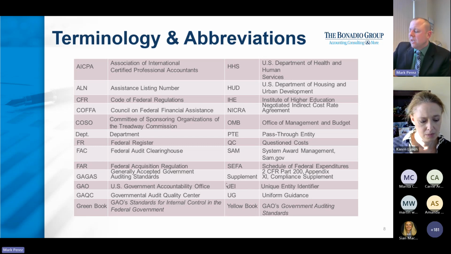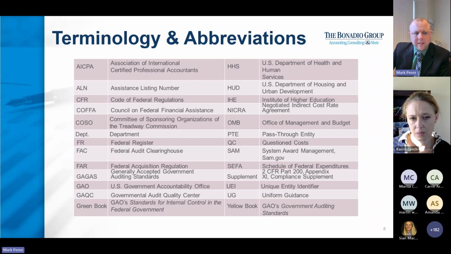UEI is a good one to know. Under the old Federal Audit Clearinghouse, they used to have the old DUNS number in addition to the EIN, and it's an identifier that was sort of optional. But under the new Federal Audit Clearinghouse, all organizations need to have this unique entity identifier.